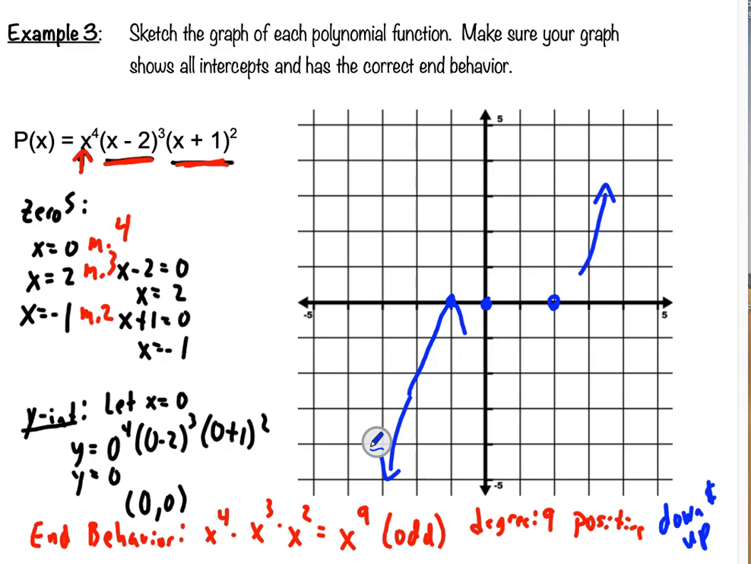We don't know exactly where that's going to come down to, but it has to come down and then go back up. And then at the next value there is at 0, and 0 has a multiplicity of 4. And whenever it's even multiplicity, it's going to bounce. So it's going to bounce at that one as well.